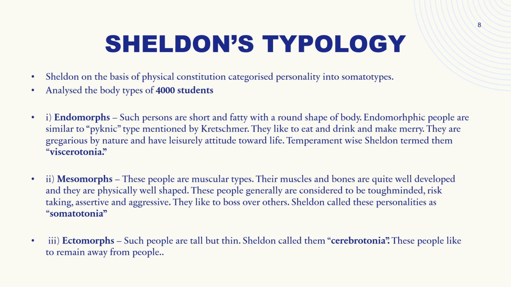Their characteristics include they're tough-minded, risk-taking, assertive, aggressive. They like to boast over others. Sheldon called these personalities somatotonia. When we talk about these characteristics, some people come into your mind, right?